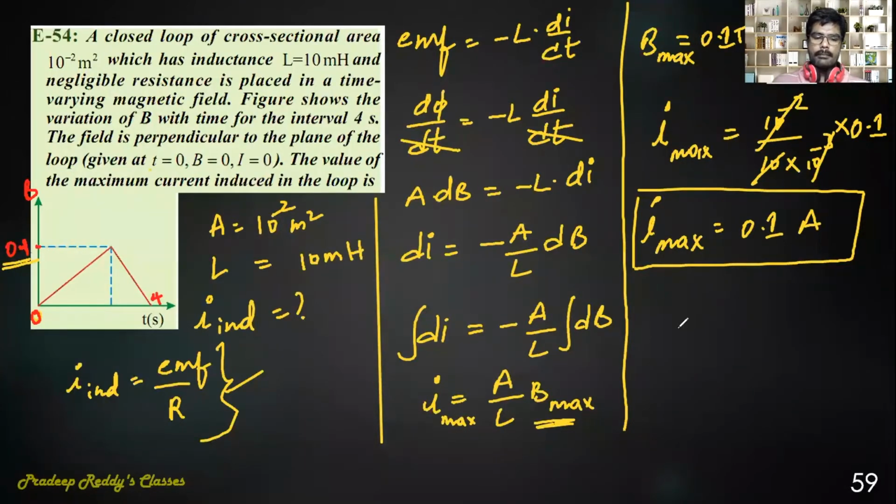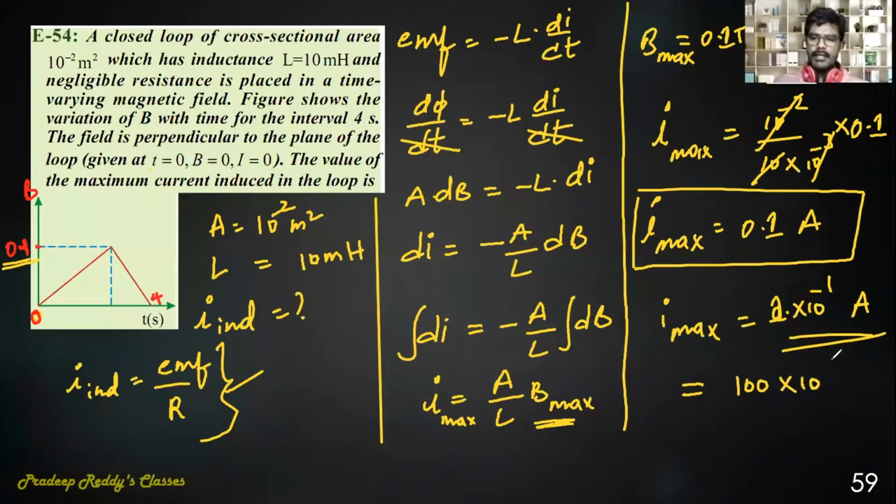So I maximum can be written as 0.1, which is 1 into 10 power minus 1 ampere, or you can write this as 100 into 10 power minus 3 ampere, that is equal to 100 milliampere. You can write it even in milliampere. It is just a conversion of units.